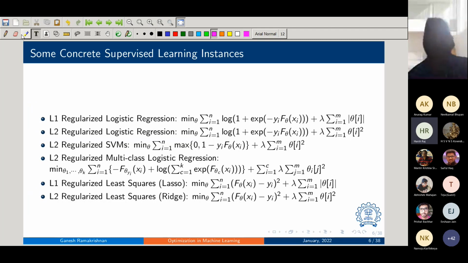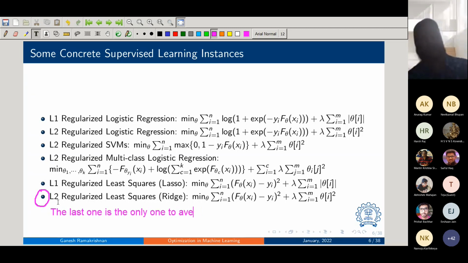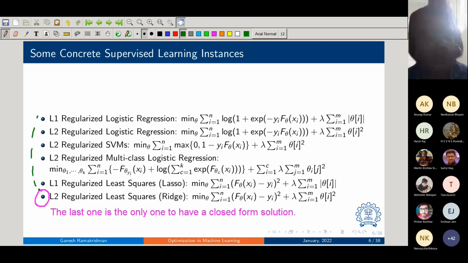Sir, L2 with... square, sir. So these two, right? Sixth one, sir. No, sir. Just the sixth one, because only that one has a closed form solution. The last one is the only one to have a closed form solution. All the others you have iterative algorithms. So the rest will be solved using iterative algorithms that we develop in this course.